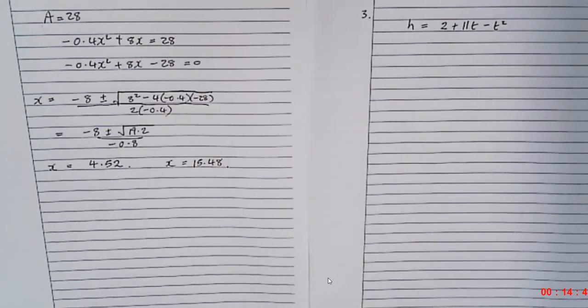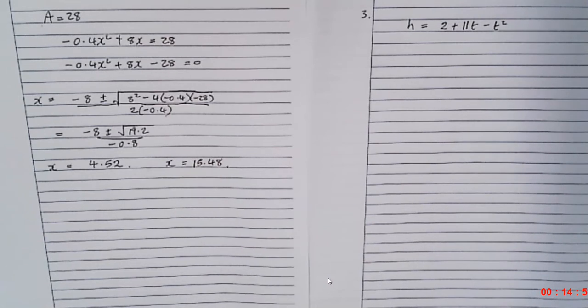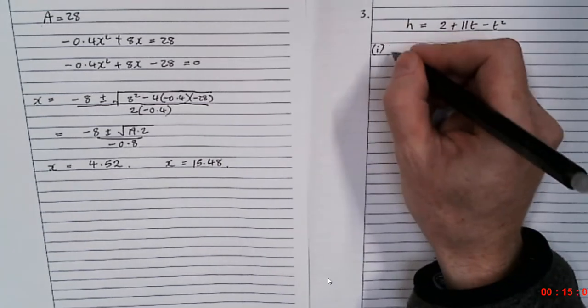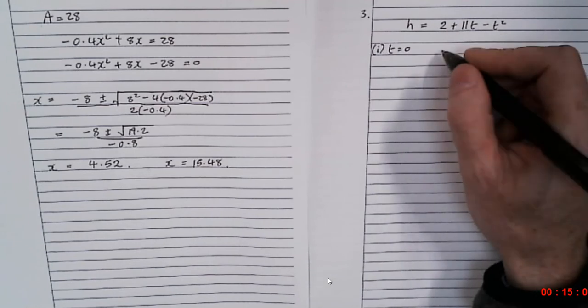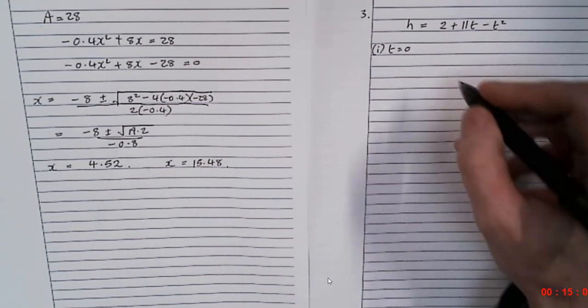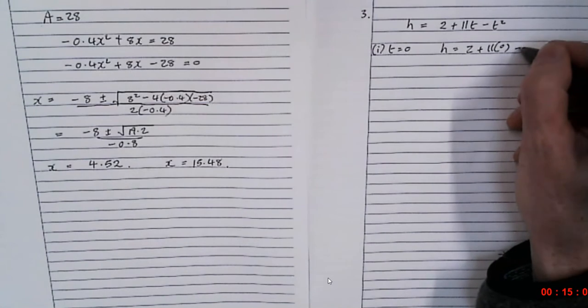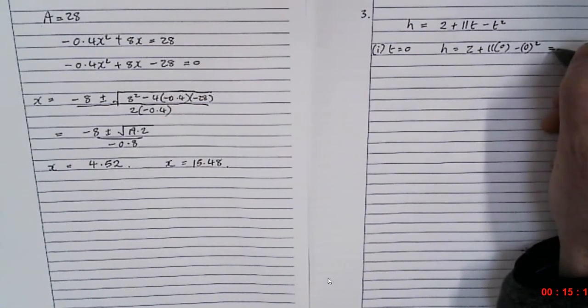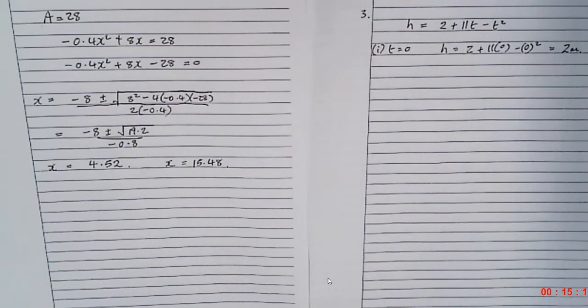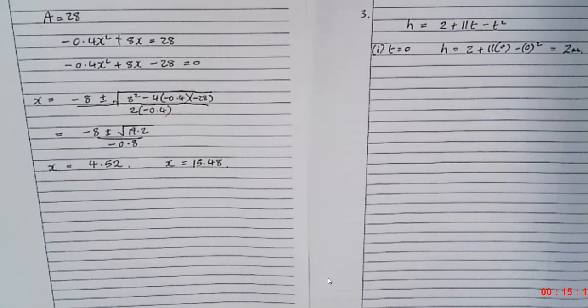Now, from what height does the firework start? The firework starts when it is lit, so t equals 0. So you imagine the height when lighting the firework. Substitute t = 0 into h = 2 + 10(0) - 0 squared, which is 2 meters. So therefore the firework starts 2 meters from the ground.